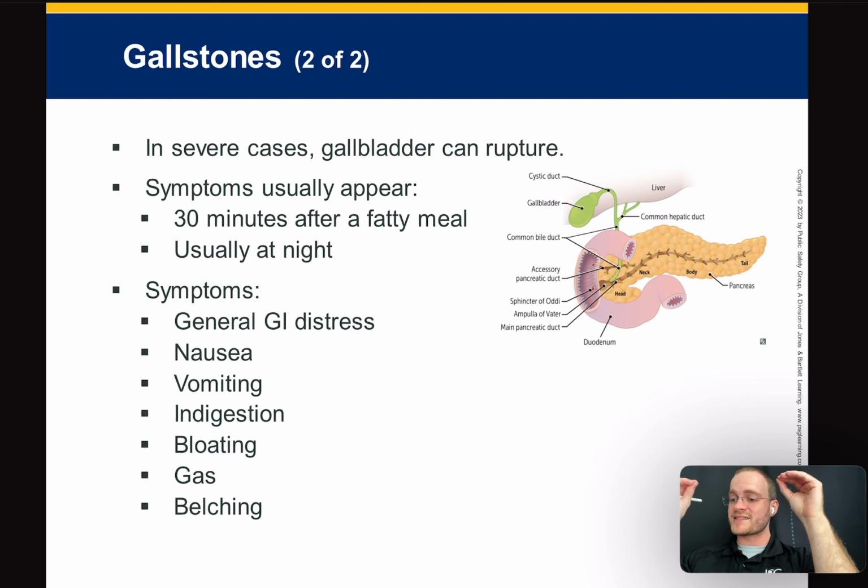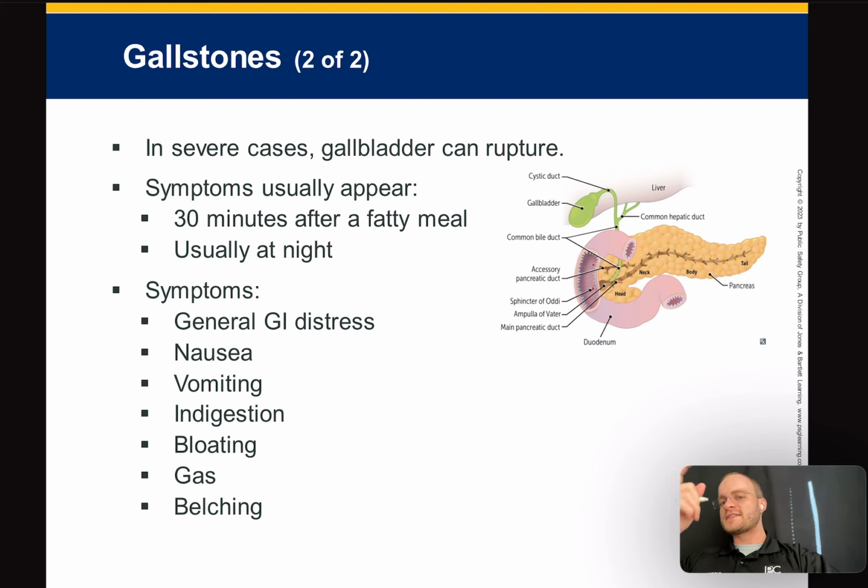Who typically gets this is what they call the 4 Fs. Fat, so obese, females who are fertile because estrogen plays a role with this, and are over the age of 40. So it's called the 4 Fs: fat, female, fertile, and over the age of 40. And so that's generally who you should watch for in a vignette if they tell you that, right? That sounds like cholecystitis.